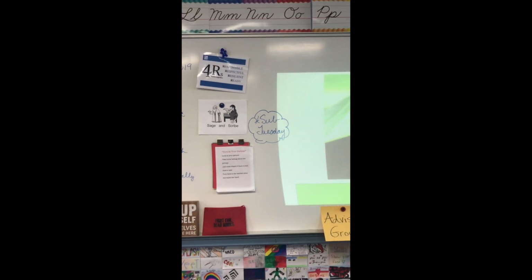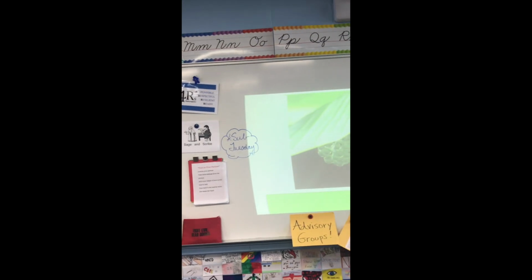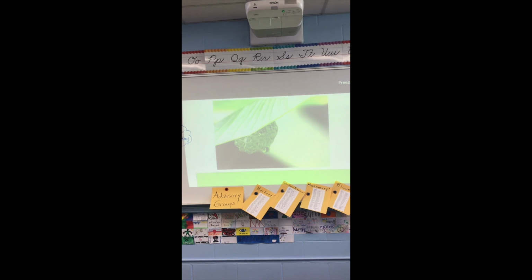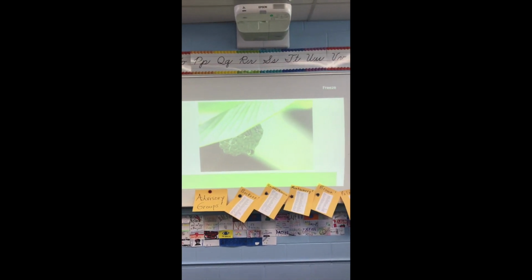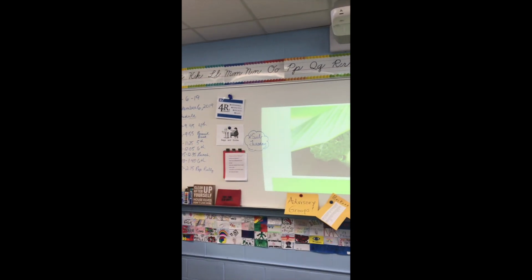There's the turn to your partner procedure I told you about. We have a little note about a sub, so students know. The projector, which most lessons have some sort of slide that correlates. This had to do with the skills with the SAGE and the Scribe.